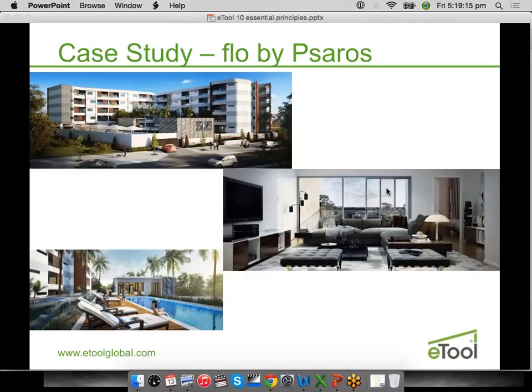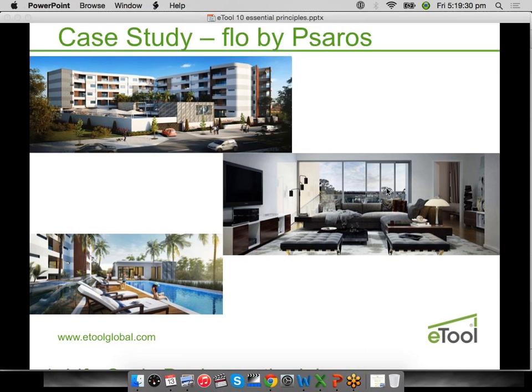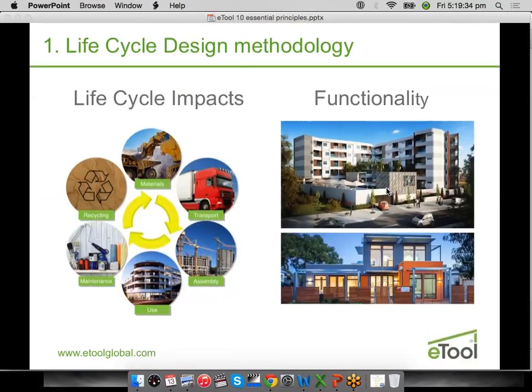What metric do we use? So I'll use a case study as an example, and this is a multi-residential project with Psaros, and that will show us for each principle what we've done using the tool and the lifecycle design methodology to lower the carbon footprint for this development.